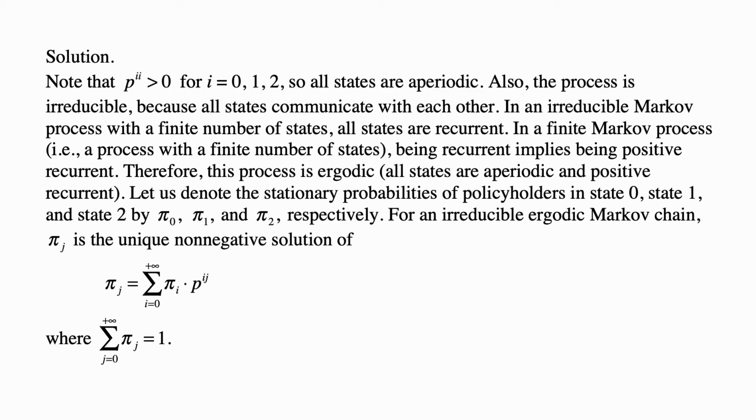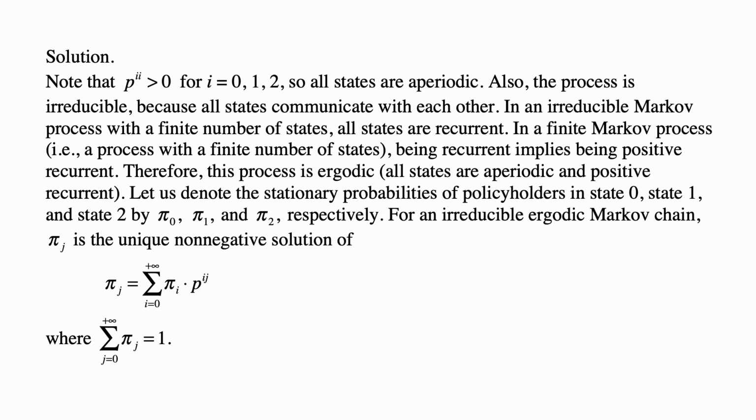And here's the solution. So we note that p_ii is greater than 0 for i equal to 0, 1, and 2. So there's always positive probability for any state of transitioning into itself, and that means that all states are aperiodic. Also, the process is irreducible because all states communicate with each other. In an irreducible Markov process with a finite number of states, all states are recurrent. In a finite Markov process, being recurrent implies being positively recurrent. Therefore, this process is ergodic. All states are aperiodic and positively recurrent.